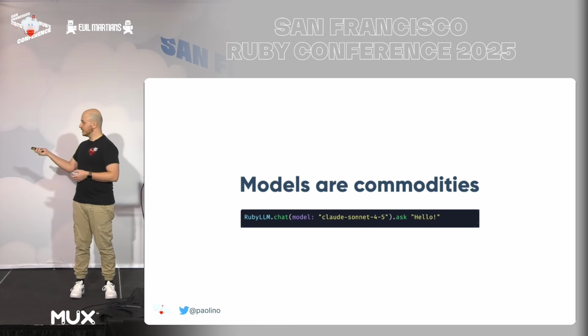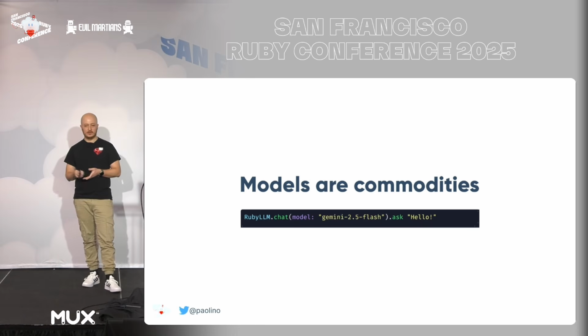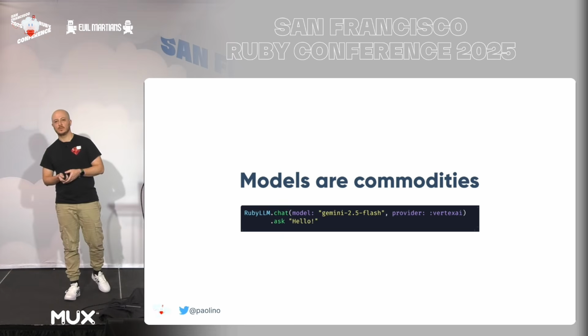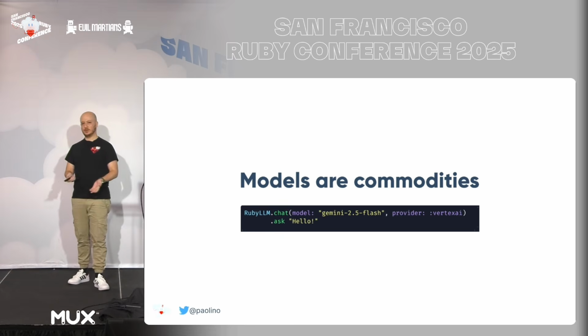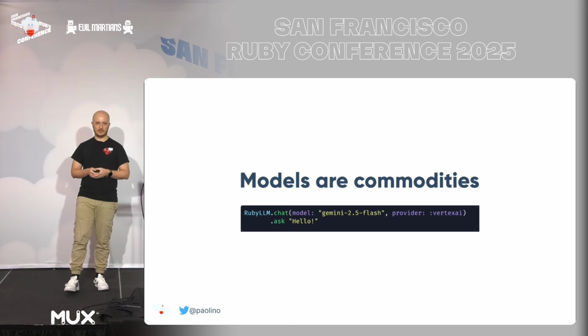Other principles. Models are commodities. This is how to change the model in RubyLLM. You simply change the model name, and it changes the provider inside. What if you want to actually use a different provider with the same model? Well, it would use the Gemini provider in the first example. In this way, it would use Vertex AI.